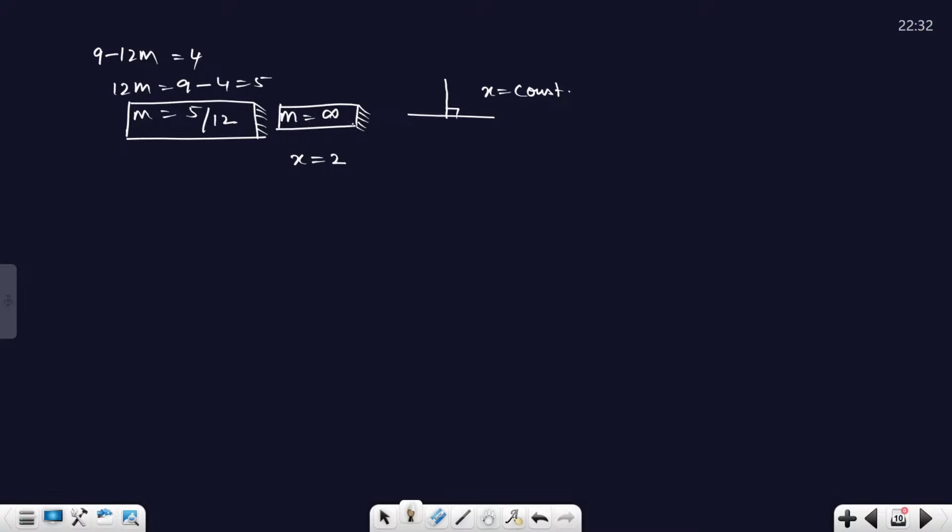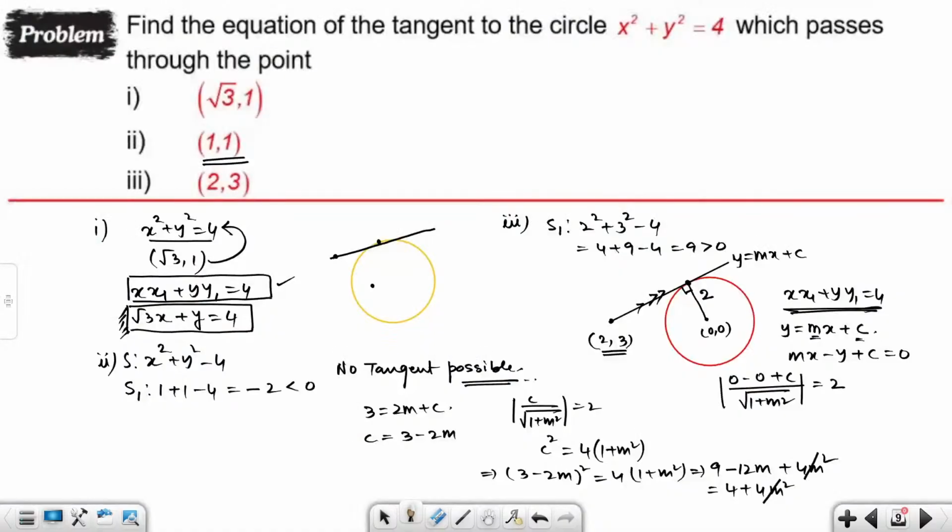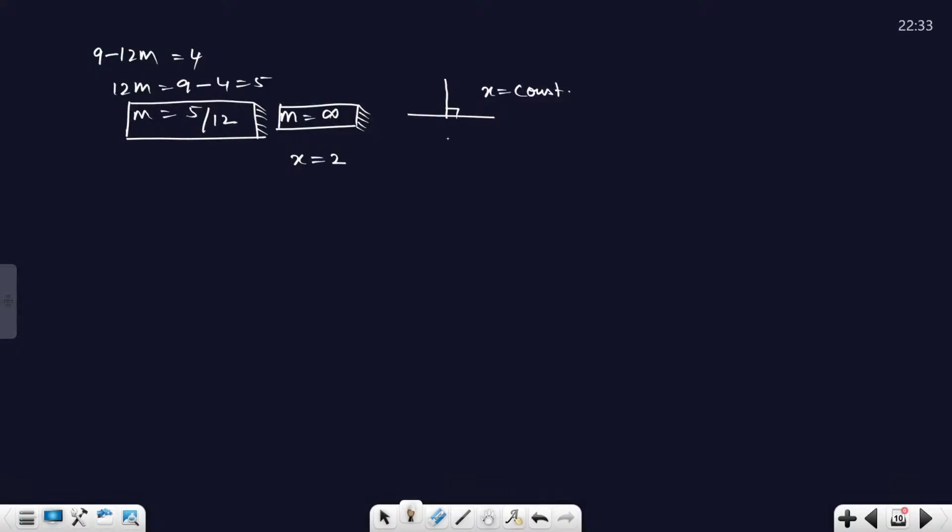If the slope is infinity, it means it is perpendicular to the x-axis, which means it is parallel to the y-axis. And as it is parallel to the y-axis, the equation of that line will become x equals constant. The tangent is passing through the point 2, 3. Therefore, the equation of this line will definitely be x equals 2.